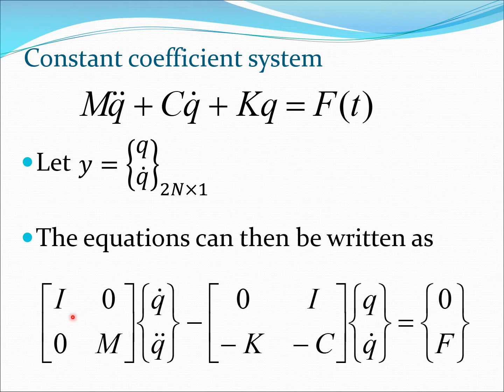So if you look carefully, the first equation is simply q dot minus q dot equals 0. The second equation is M q double dot plus K q plus C q dot equals F. So it's the same equation, we have just written it in this form. And the reason to write it in this form is that we are now going to define this vector q, q dot as y and this vector q dot, q double dot as y dot. So we can write an equation system in that form involving y dot and y.